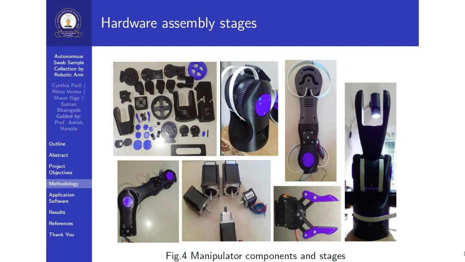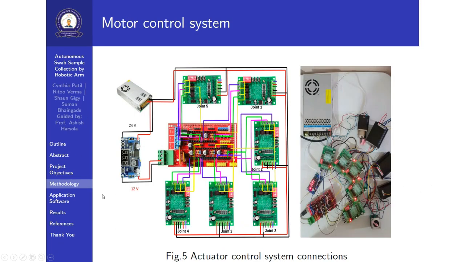These are the stages of our hardware assembly, wherein we first got our parts 3D printed, and using the stepper motors, the belt pulley mechanisms and other parts, we assembled the whole robotic arm in stages. This is the motor control system of our mechanism, wherein the RAMPS 1.4 shield is on top of Arduino, and it controls the 6 motor drivers given power supply from the 24 volt SMPS, and it also uses a 24 to 12 volt buck converter.